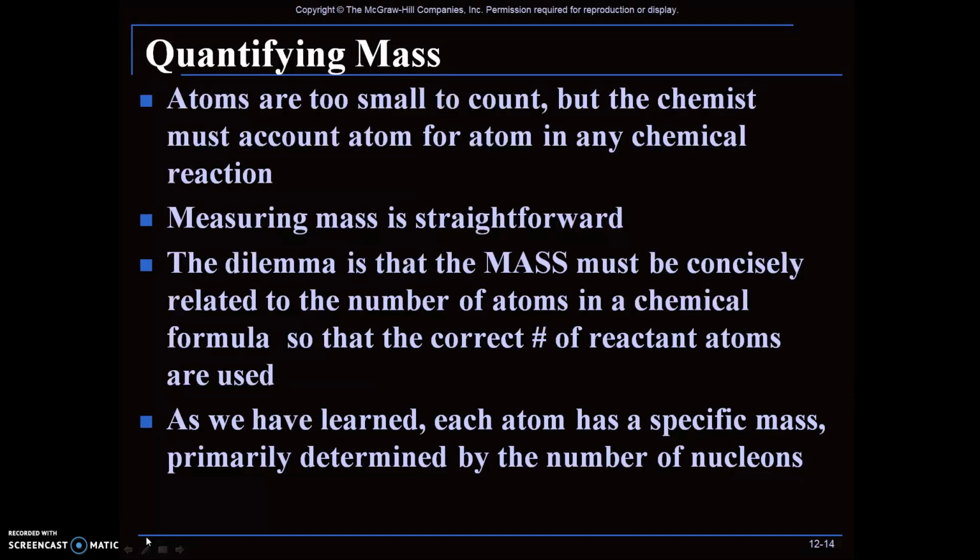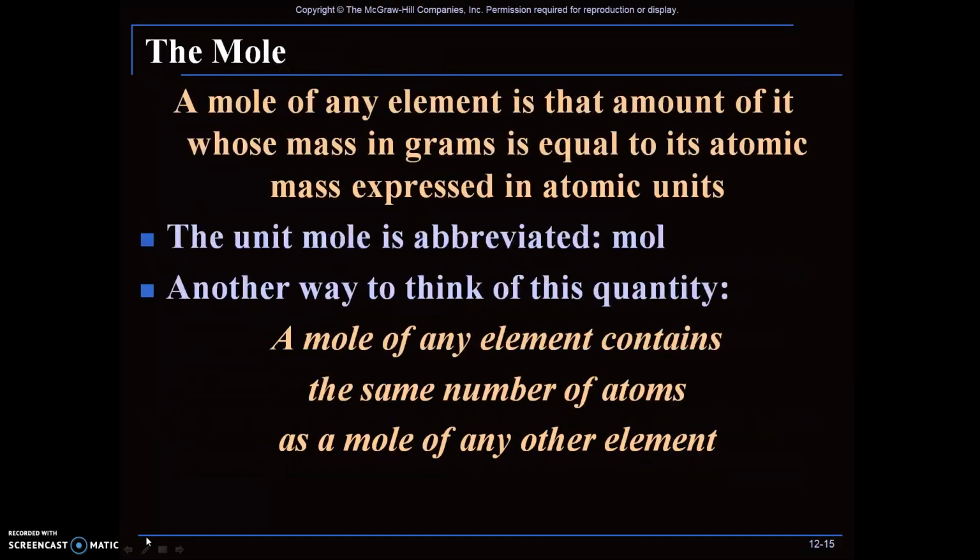As we have learned, each atom has a specific mass, primarily determined by the number of nucleons. So when we look at the periodic table, we see the atomic number and atomic mass specified for each element. Based on that atomic mass, and on how many such atoms we have, we just multiply or add those numbers and find out the mass of each atom or each molecule.